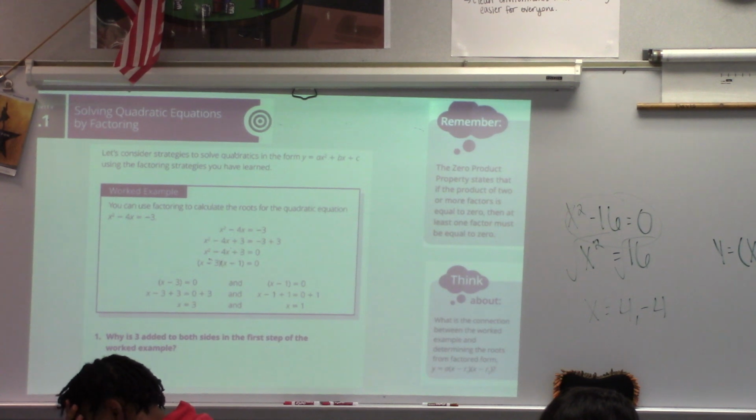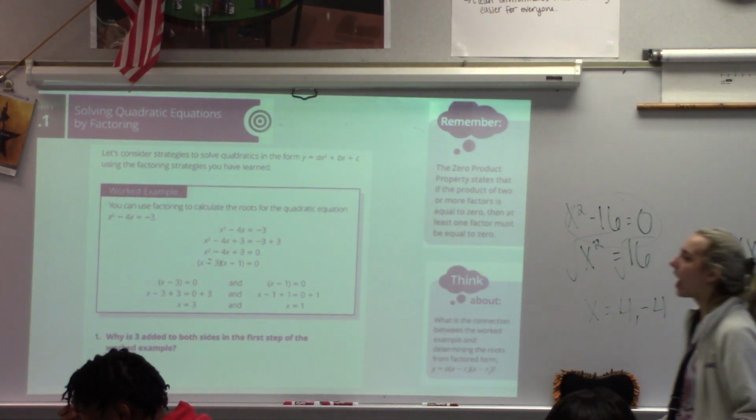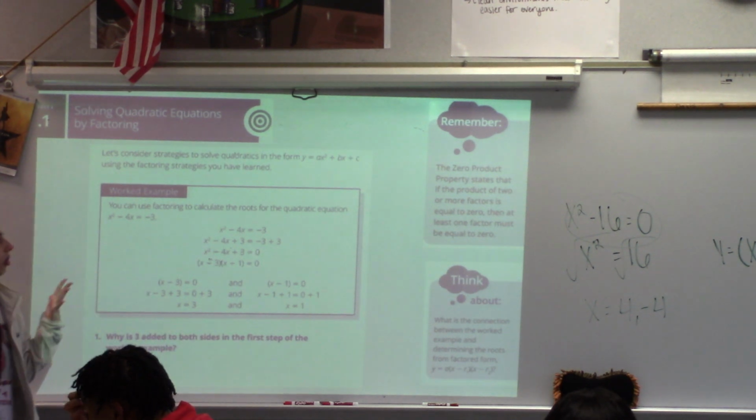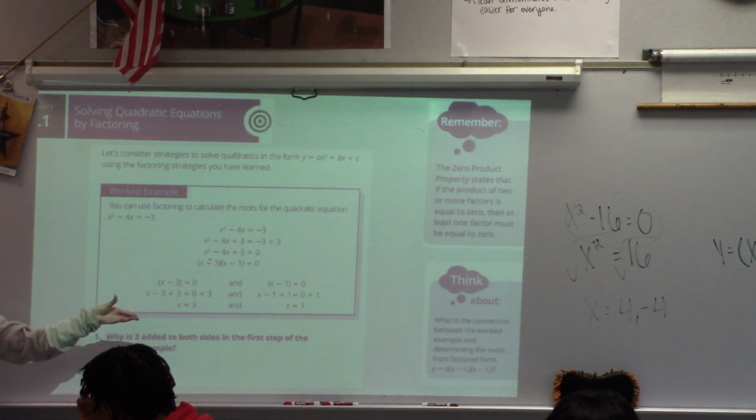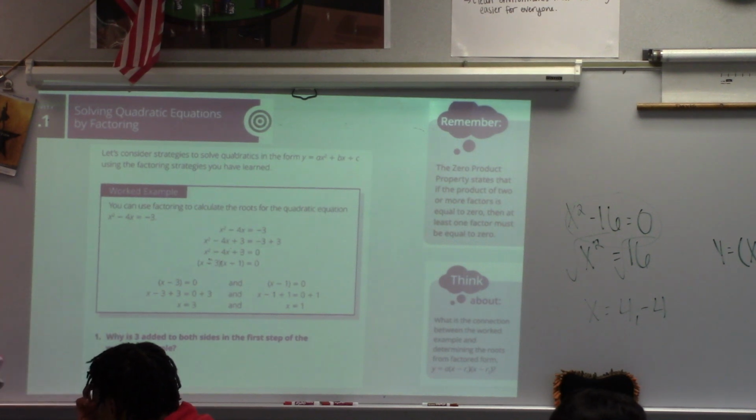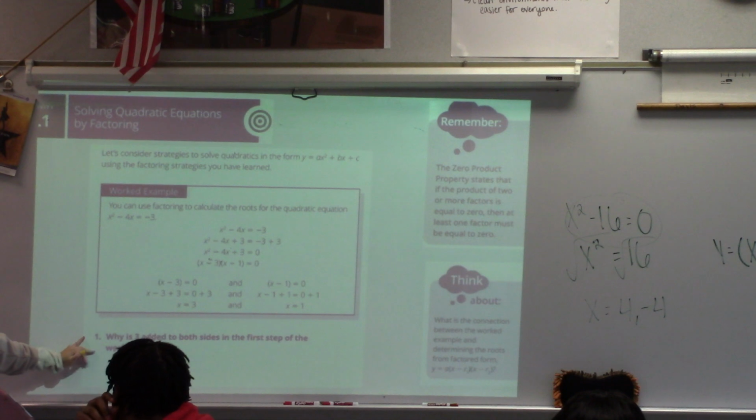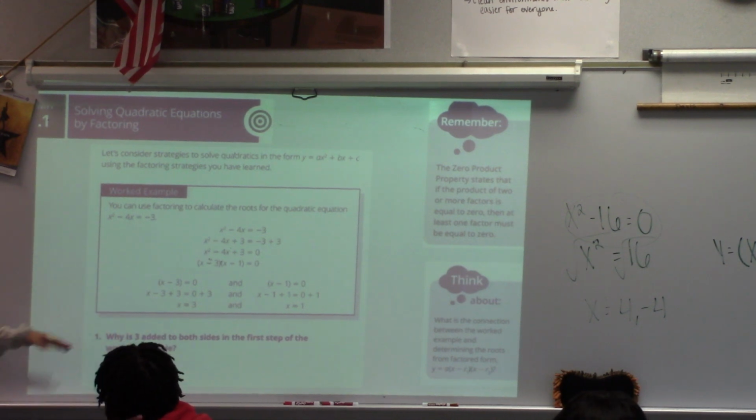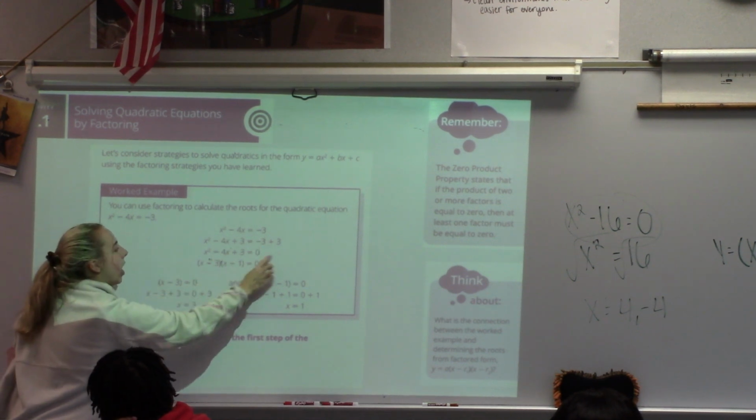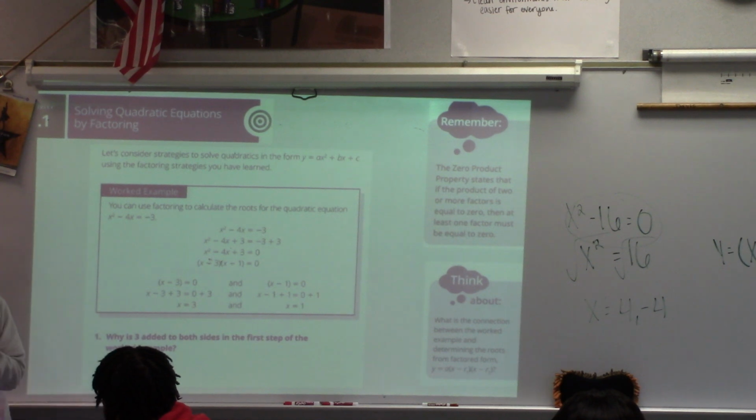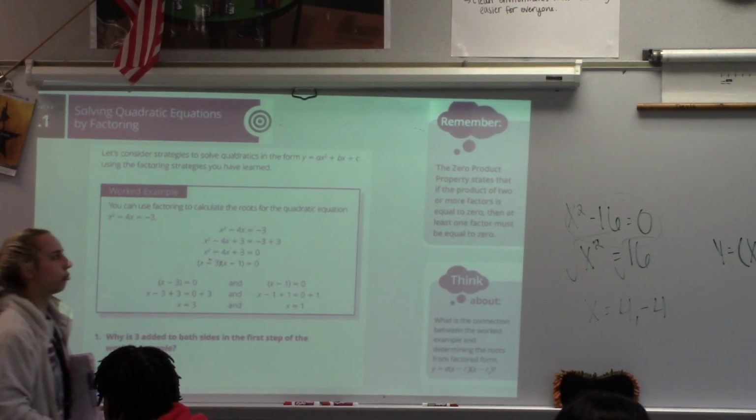So looking at this worked example, this idea of factoring quadratic equations, it says we use factoring to calculate the roots, right? So isn't that what we were doing when we were graphing it to find the roots? And then we can write in factor form. So this number 1 asks us, why is 3 added to both sides in the first step? So I want you guys to look from here to here. Why are they adding 3 on that side? To create 0. What do we need to create a 0 for? And what tells us that we need to create a 0 so we can find those roots?